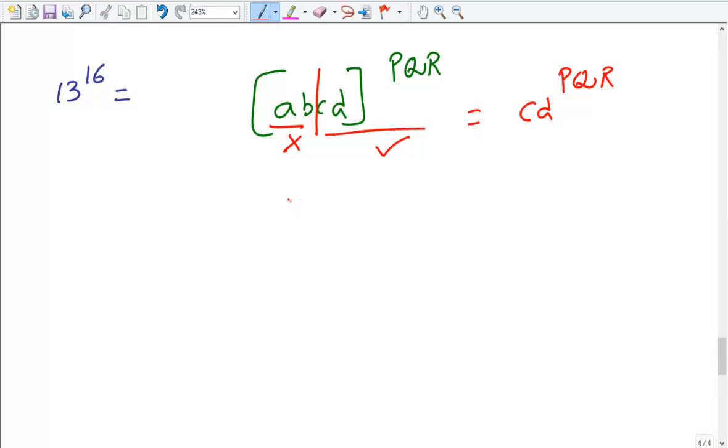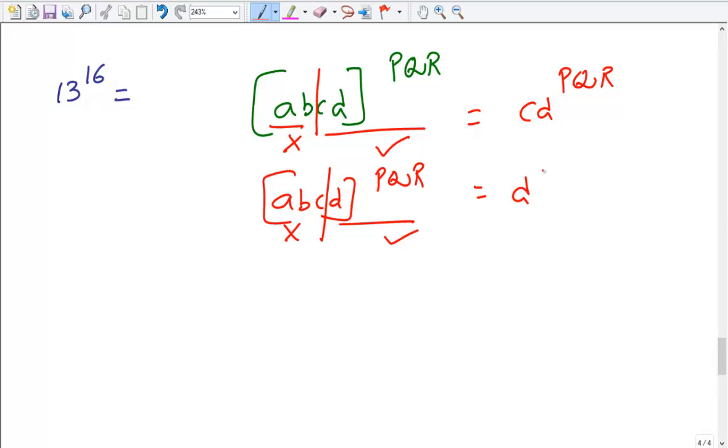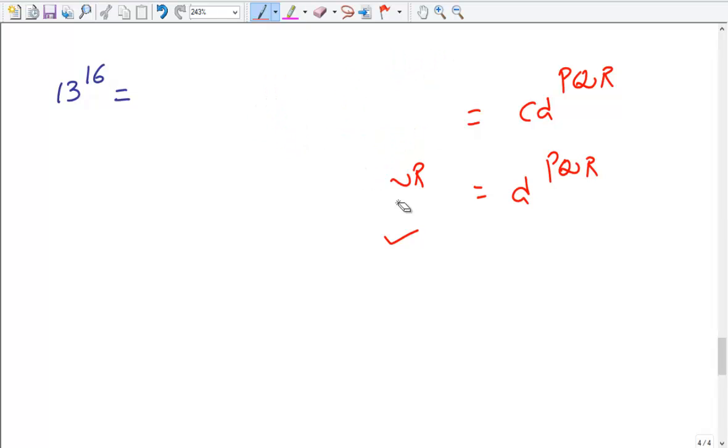Remember, when we wanted to find the unit digit of abcd whole power pqr, we don't need the first three digits, we need only the last digit, that is d power pqr. So if you want to find the last two digits, we need the last two digits. If you want to find the last three digits, we need the last three digits of the base. If you want to find the last n digits of a number, we need the last n digits of the number as well as all the digits of the power. Straightforward, simple. Now here, 13 power 16.